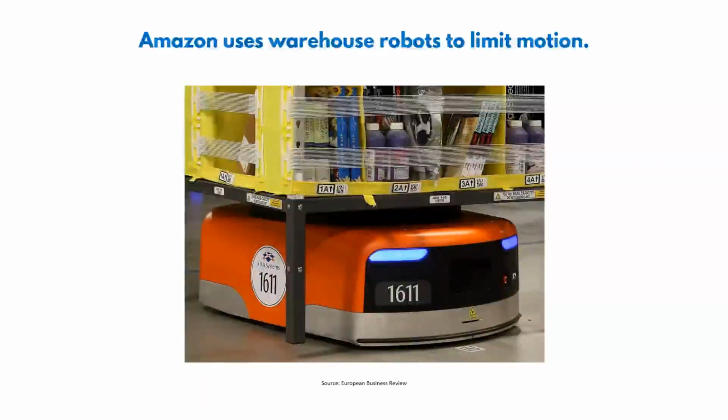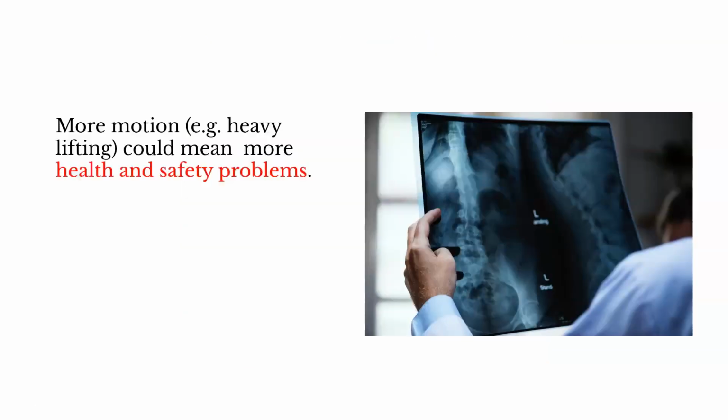Now, one way that Amazon does this, limits the movement of people, is using warehouse robots. So rather than Amazon employees going to a shelf and picking out an item, these robots bring the items to the employee. And it allows them to store more inventory, ship more packages. There's lots of benefits of limiting the movement of people, eliminating the waste of motion, or minimizing it rather. Another thing to think about here is that more motion, for example, heavy lifting, could mean more health and safety problems. So if we can minimize that motion, we could save costs in that way.